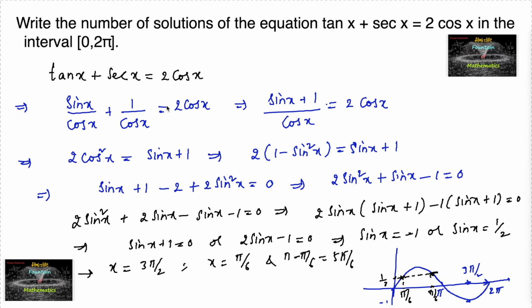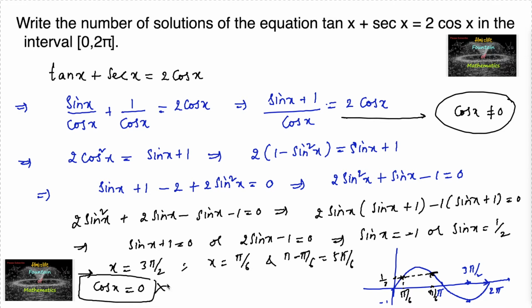But in the simplification, tan x plus secant x is equal to 2 cos x, we are getting cos x in the denominator, so cos x cannot be equal to 0. But for x is equal to 3 pi by 2, cos x is equal to 0, which is not possible. So this is not a solution. So x is equal to 3 pi by 2 cannot be taken as a solution, because cos x will become 0. So only two solutions we can consider here, x is equal to pi by 6 and x is equal to 5 pi by 6. So the number of solutions of this equation is 2.